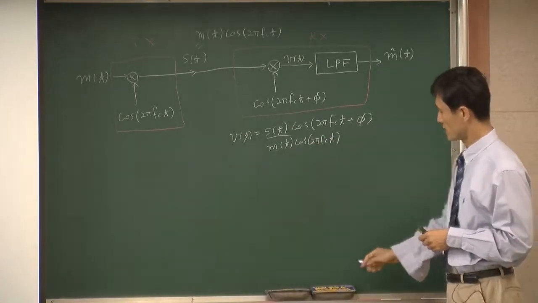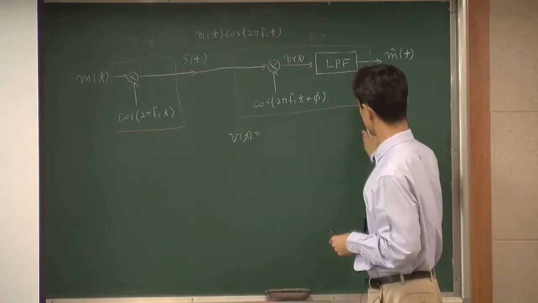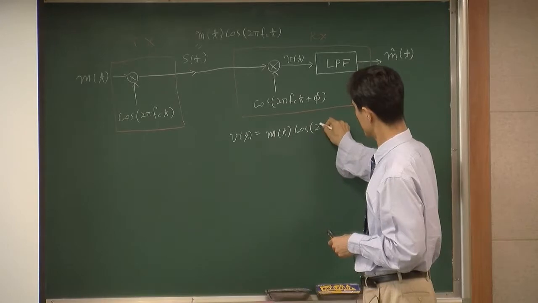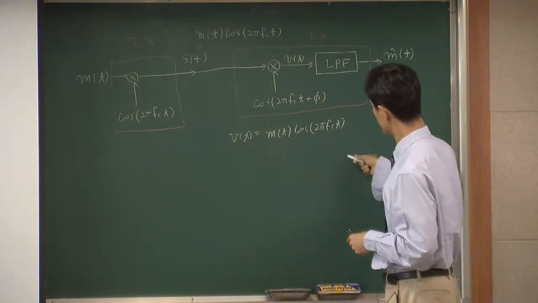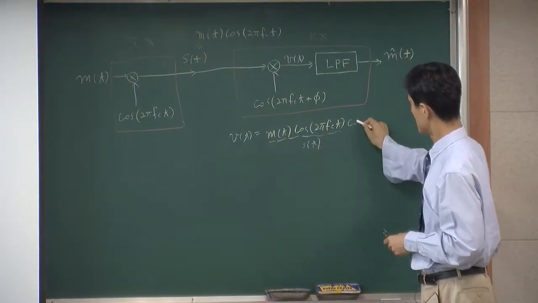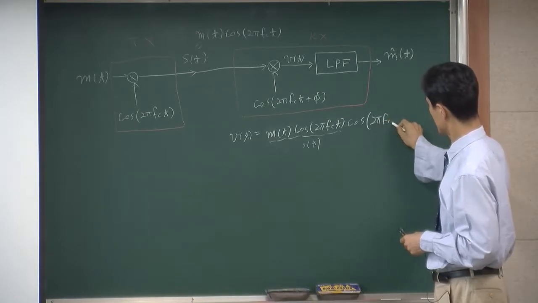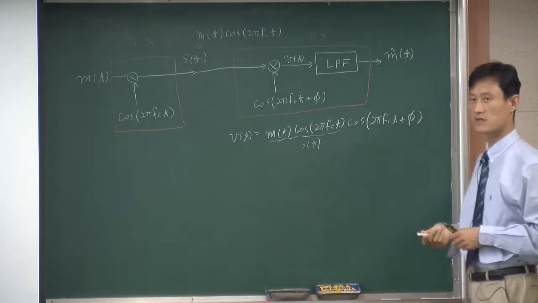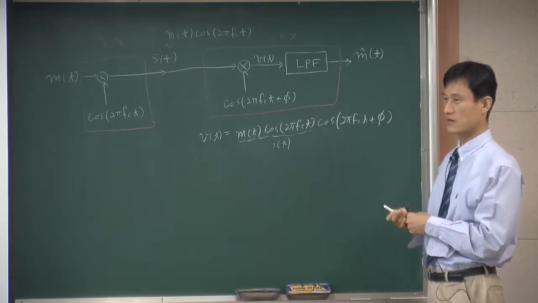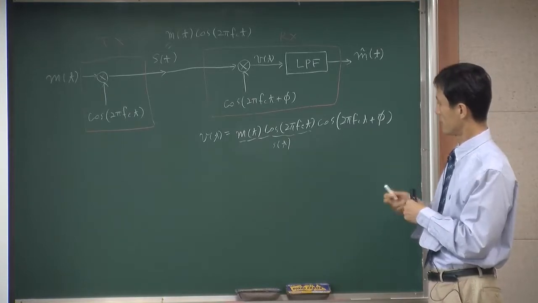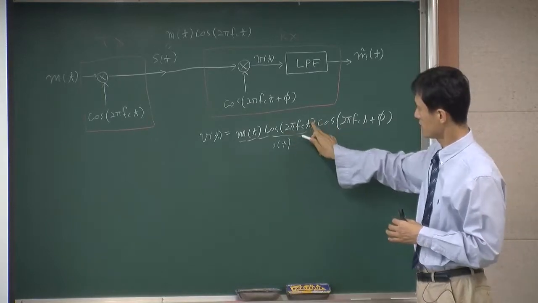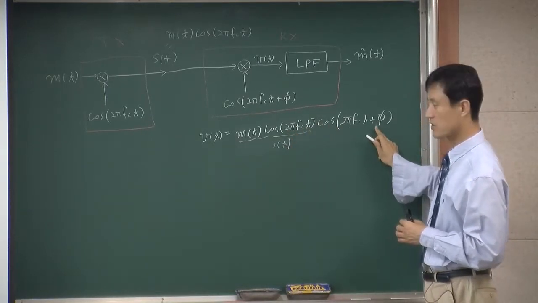So now let me write it again. It's m(t) times cosine, which was s(t). This one was s(t). You're multiplying cosine again, but this one may have a phase difference. That's what happened here in the v(t). Okay? Just simple mathematics. Now you see that this is cosine multiplied by cosine, but inside here you have a little bit different because of this phase.